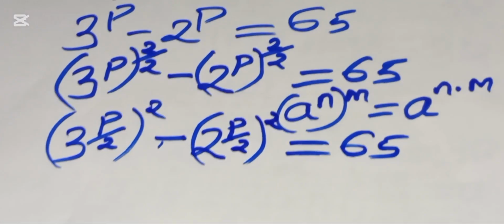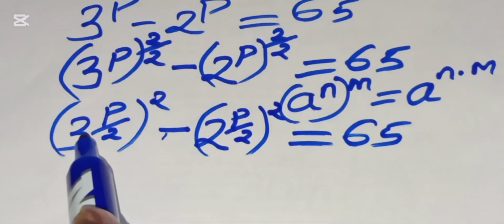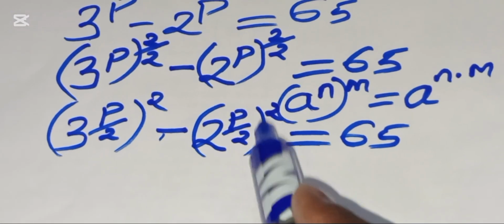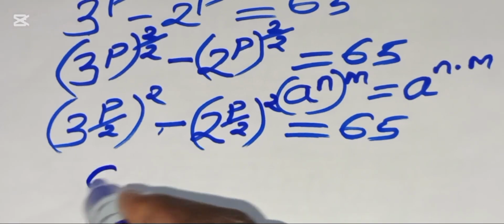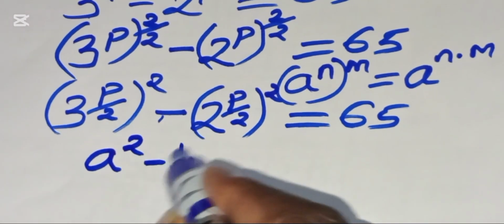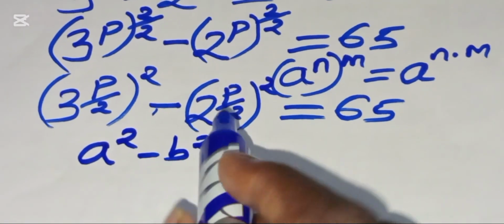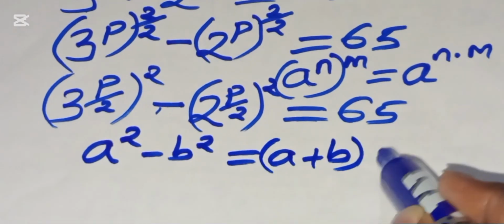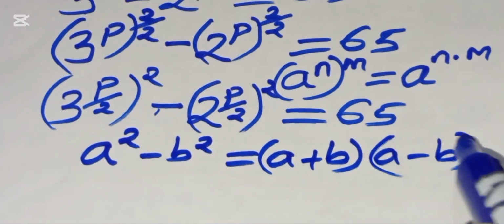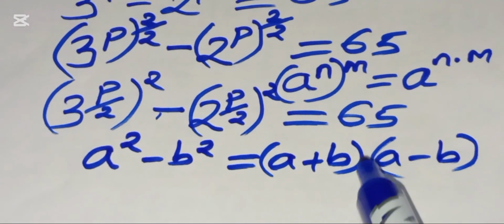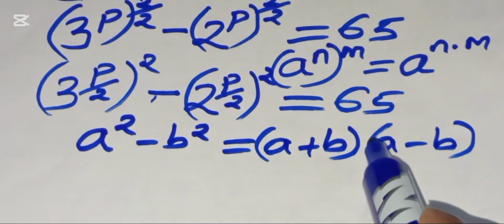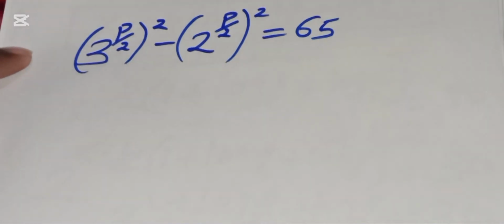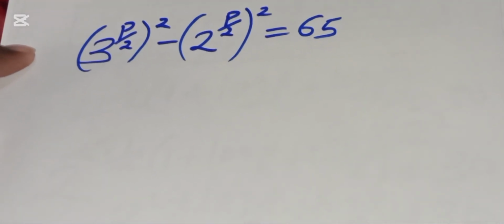Now 3 raised to power p over 2 squared minus 2 raised to power p over 2 squared is actually in the form of a squared minus b squared, which is the difference of two squares, and can be expressed as a plus b, a minus b.